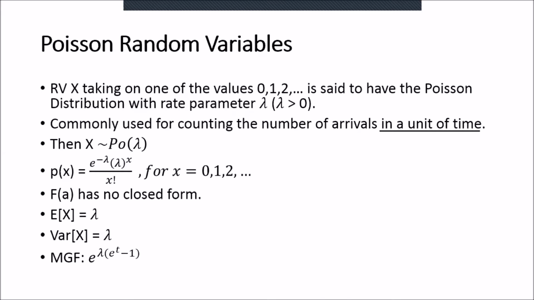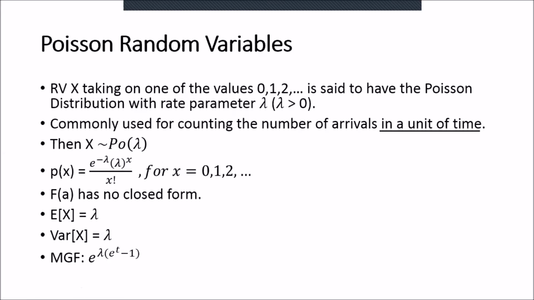So if x is distributed as Poisson with a rate parameter of lambda, its probability mass function is given by e to the negative lambda times lambda to the power x over x factorial for the support. Now these are the values that this realization can take: 0, 1, 2, 3, 4 and such. The cumulative distribution function F of a has no closed form. So you have to use a calculator or manually add up the results for the probability mass function if you want to calculate the probability that x is less than or equal to a.